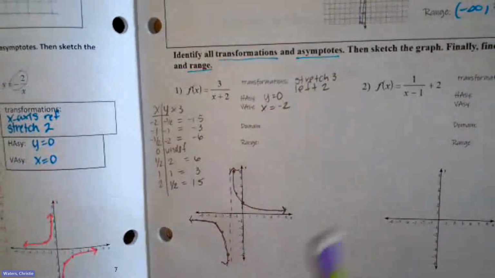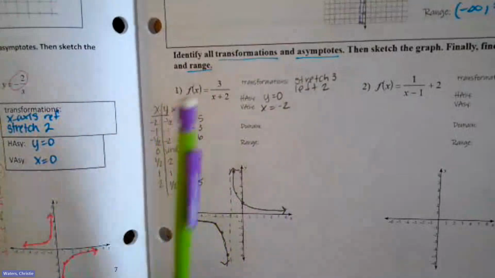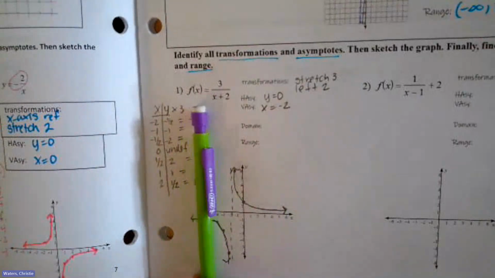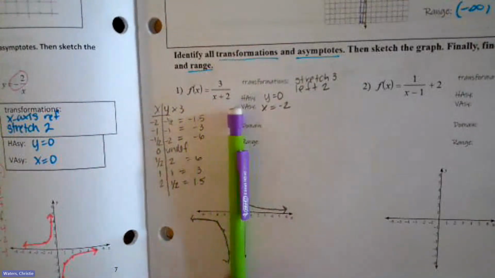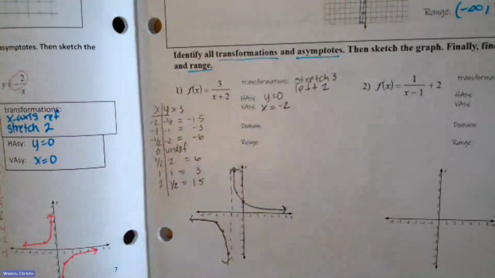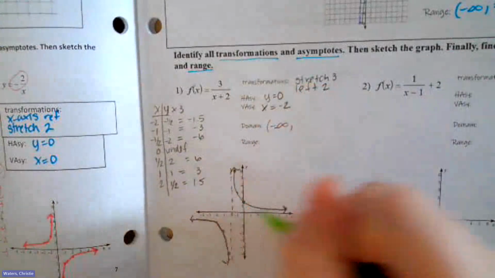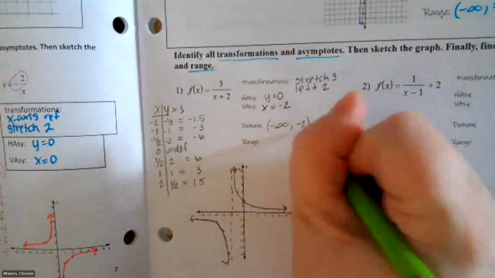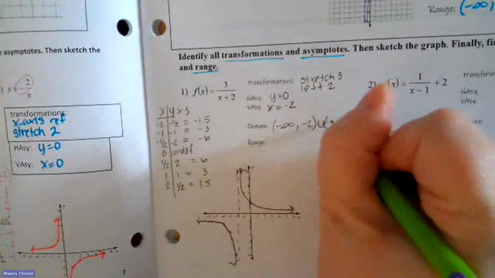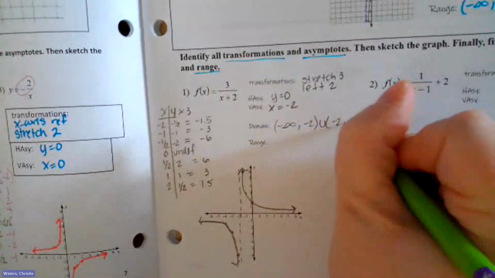So our domain, x values, right? So we're going to follow along the x-axis. So we have values for our graph all the way up until that asymptote where there's nothing. And then it picks up again on the other side of that. So it's -infinity until -2, union, and then -2 on to infinity.